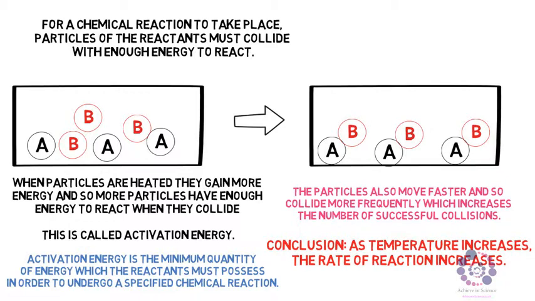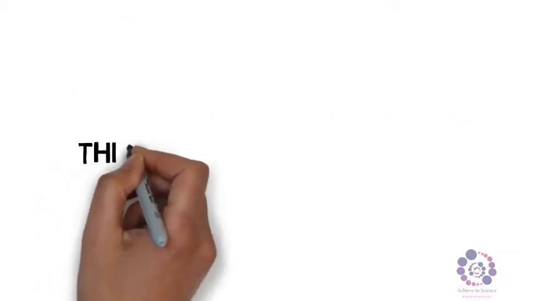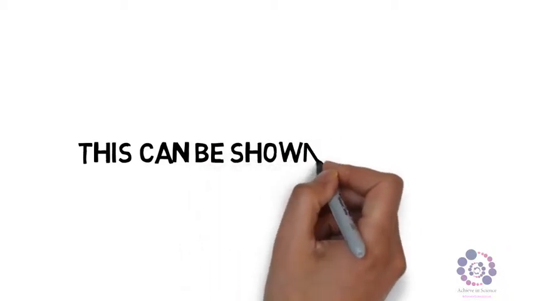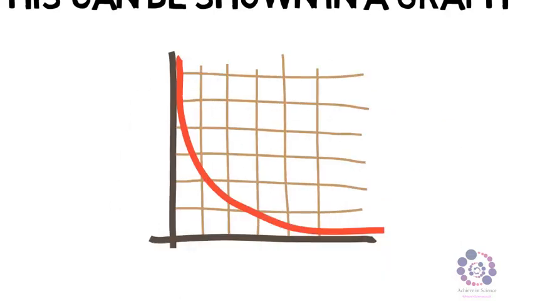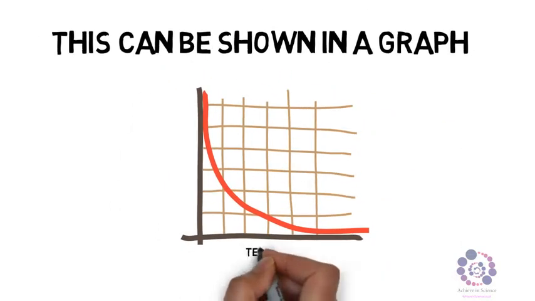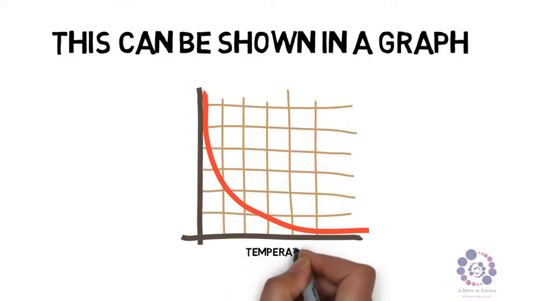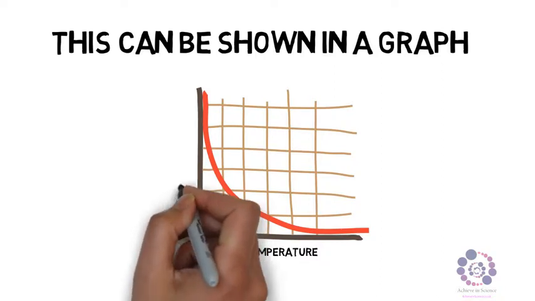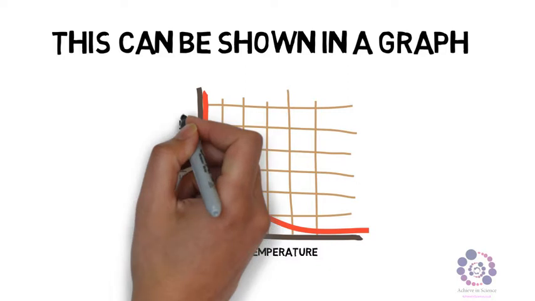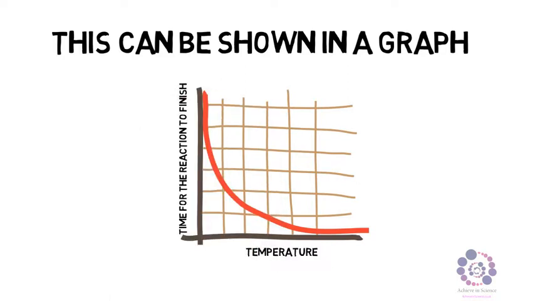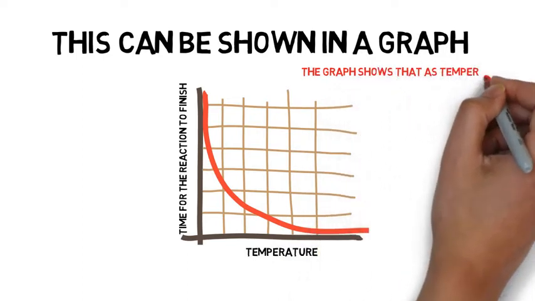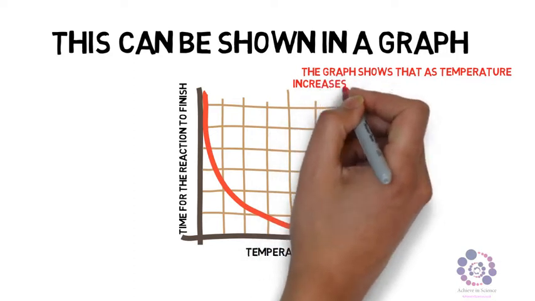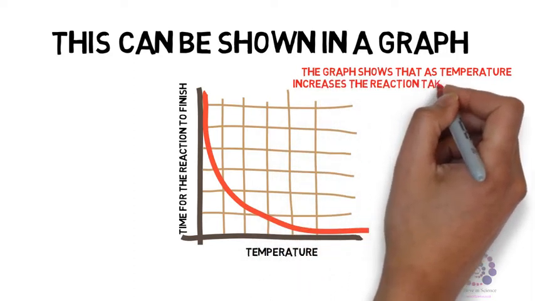As well as via the particle diagram, we can also show this via a graph. So let's have a look at this via a graph. So here we have the shape of the graph, a downwards curve, where we have temperature on the x-axis and on the y-axis the time for the reaction to finish. As you can see from the graph, as the temperature gets greater, i.e. increases, the reaction takes less and less time to finish, and therefore it shows that the reaction is getting quicker.